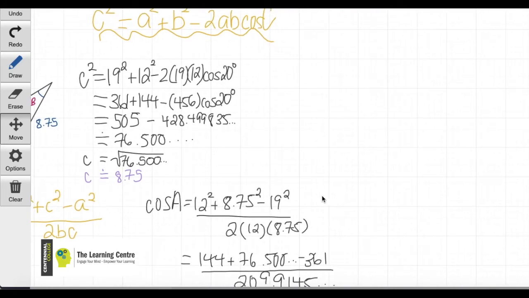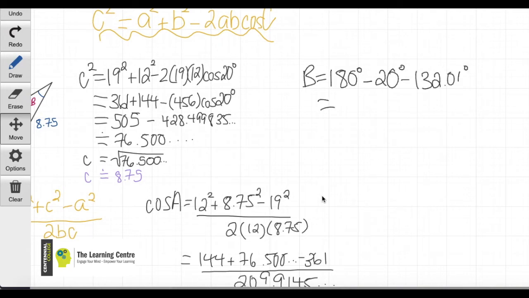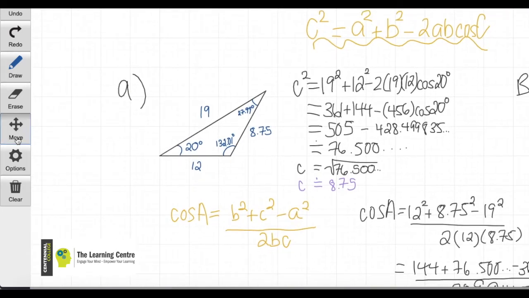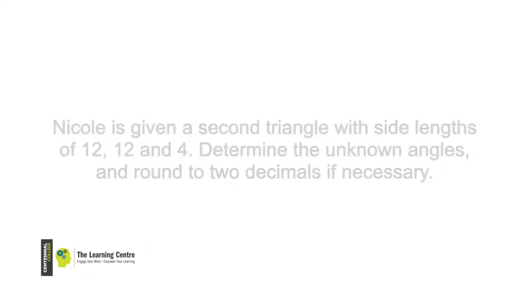Now all we have to do is solve for angle B, and we will do so by subtracting the angles that we have, so 20 degrees and 132.01 degrees, from 180 degrees, and this will give us that B is equal to 27.99 degrees. We have now solved for all of the unknowns, and we have rounded to 2 decimal places since it was necessary, and we can move on to our next question.